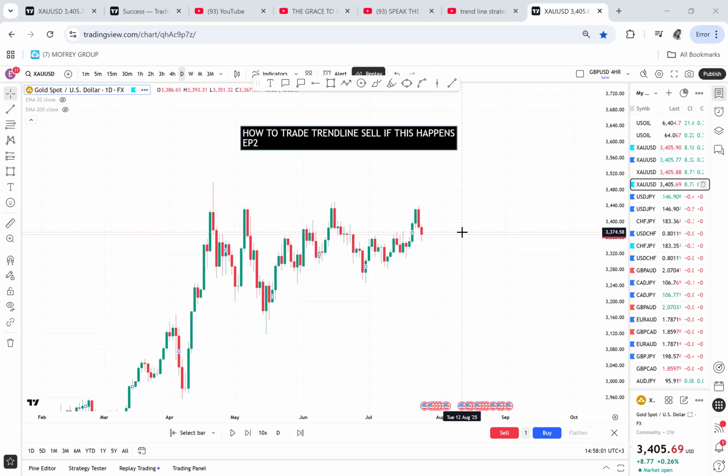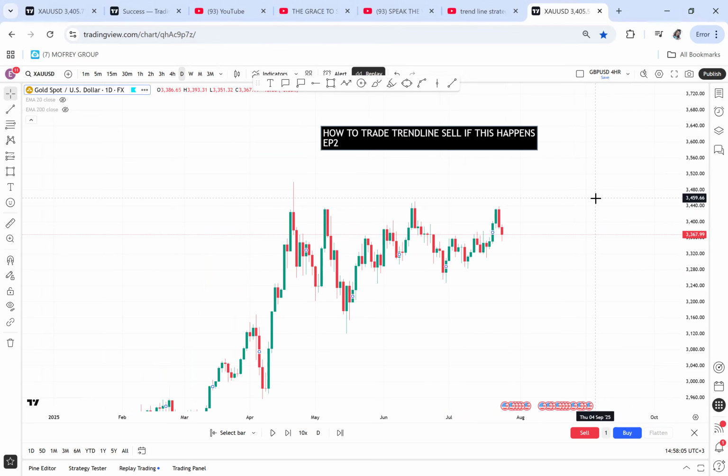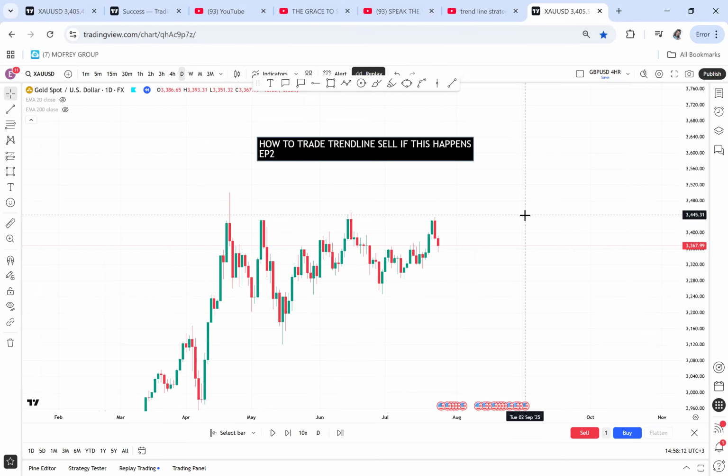Anytime you see this happening with your trendline, know that selling is happening. Sellers are very, very powerful. They are controlling the market and it's time to sell. So this is just to give you a heads up. How do you know that the market is now selling when you're using a trendline?